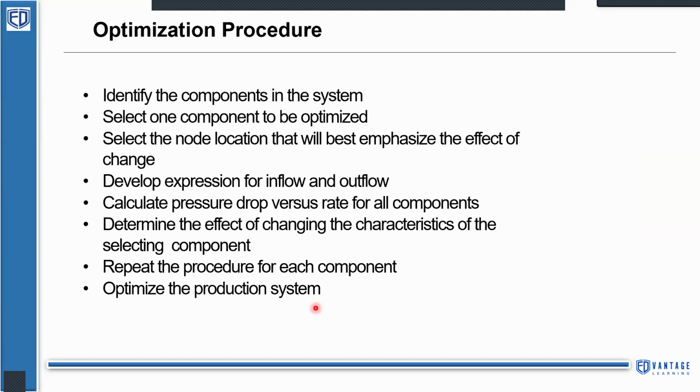So the procedure of optimization includes identifying the components in the system, then selecting which component should be optimized, then selecting the node location that will best emphasize the effect of change, developing expressions for inflow and outflow, calculating delta P versus flow rate for all components from the reservoir till the surface, determining the effect of changing the characteristics of the selected component, then repeating the procedure for each component and optimizing the production system.